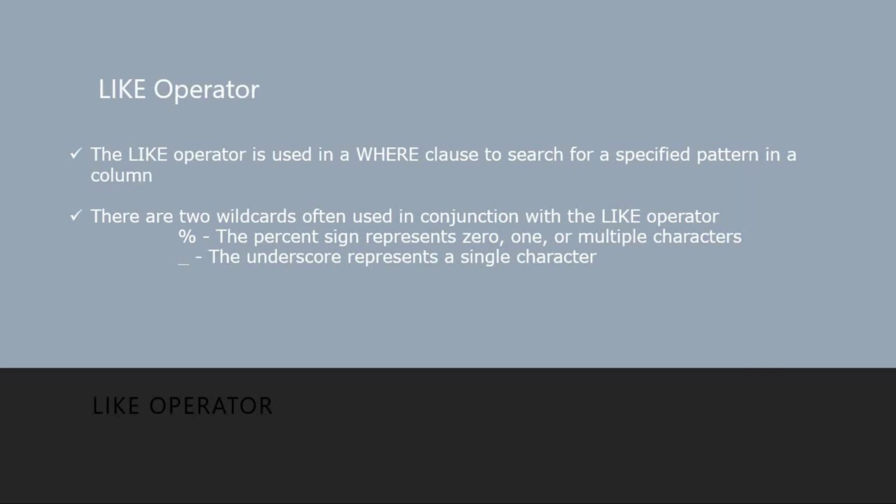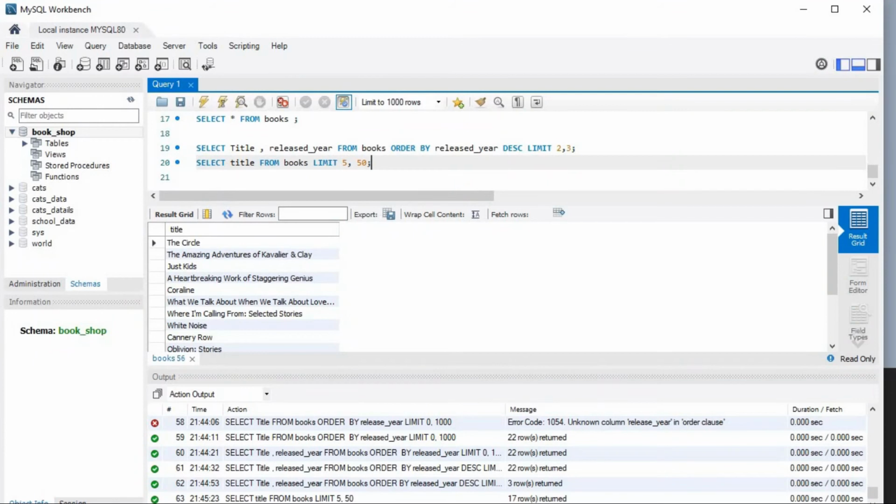And if you are not sure about the complete spelling, you can use different symbols like the percentage sign. The percentage sign represents zero or multiple characters, and the underscore represents a single character. These are the wildcards we can use while using the LIKE operator. So let's go ahead and open up the Workbench, and I will show you how to use it.